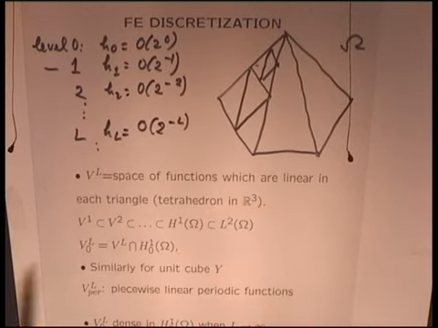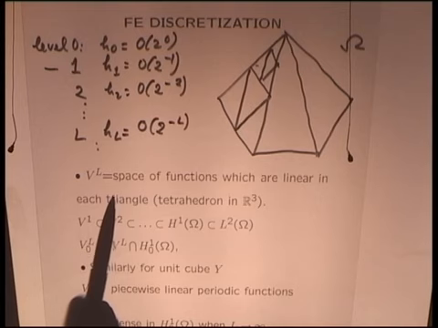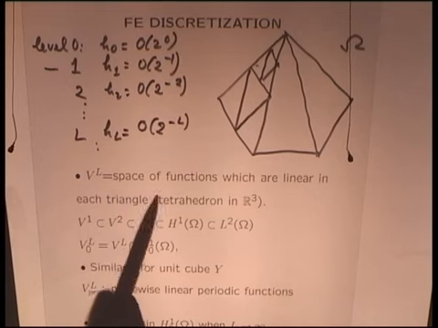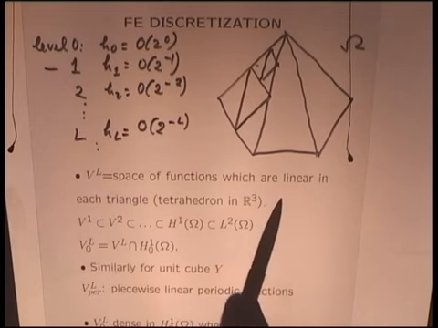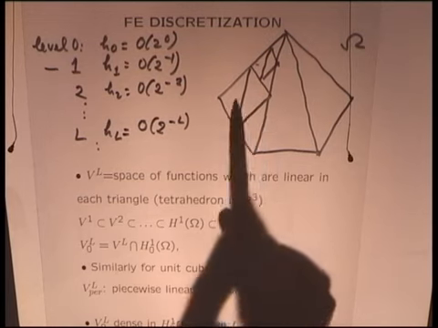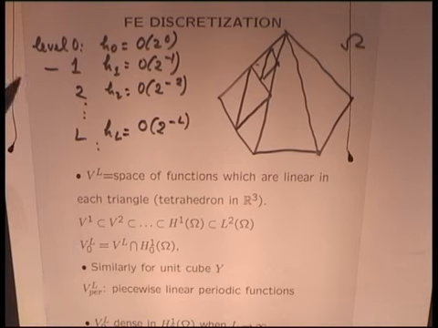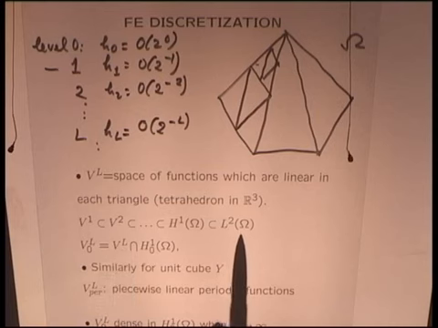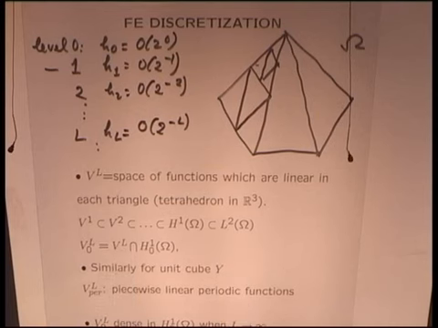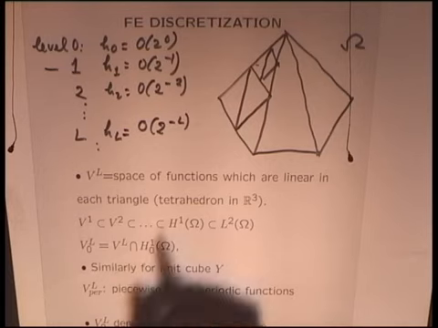And we define VL as the space of all the functions which are linear inside each cell for level L. So we have V1 for level 1, V2 for level 2, and so on, and they are all inside H1 and inside L2. And it is fairly simple to see that V1 is inside V2 and so on.